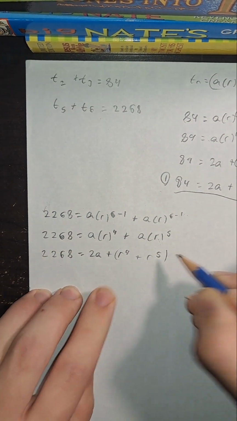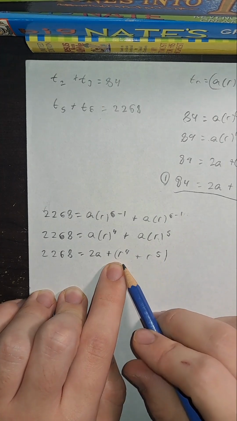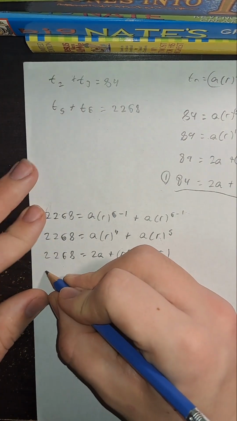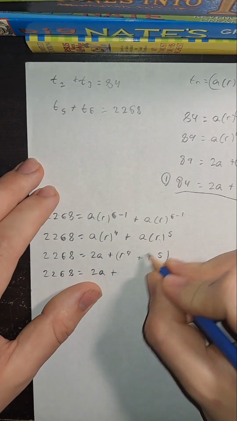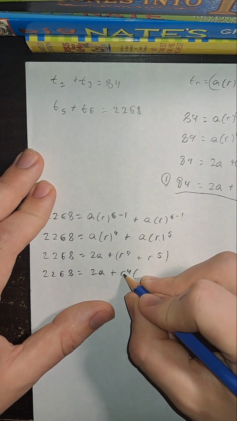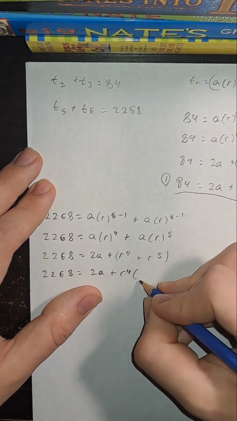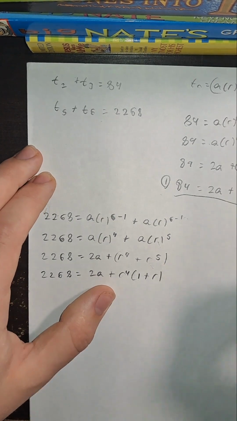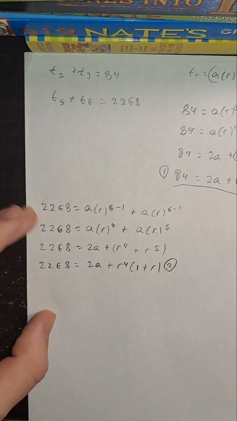So, between these two terms, what's common? We have 4 r's multiplied together, and 5 r's multiplied together. So we can pull out at least 4 r's from this expression. So we have 2268 is equal to 2a plus, we pull out 4 r's, and we're left with r to the 4th times 1, so we are left with 1 plus r. So now we have our two equations.